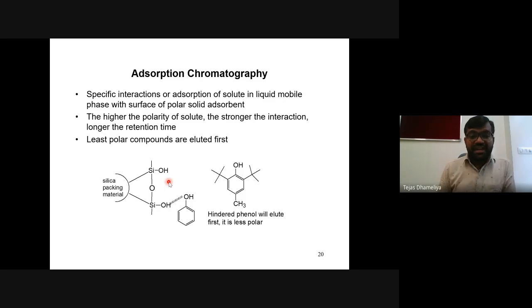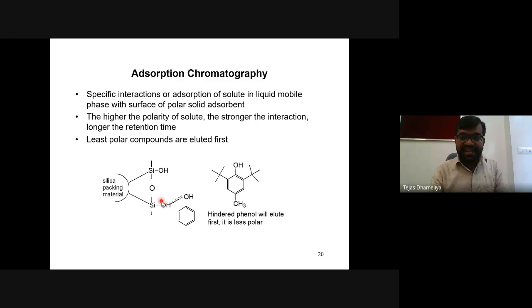Then it comes to adsorption chromatography. Here is the example where steric interaction is shown. If we have simple phenol, then the phenoxy oxygen of phenol can make a hydrogen bond with the hydrogen of the silanol of silica. As shown here, the phenoxy oxygen of phenol can make a hydrogen bond with the hydrogen of the silanol groups, and this way it can show the interaction.